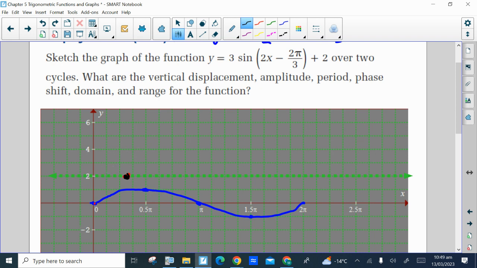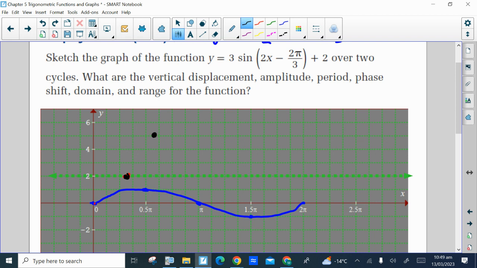Again, between 0 and pi, it was divided into 8 sections. 1/4 of that would be 2. So every 2 sections, we're going to have another critical point. So starting from 2 2/3, we're going to go 2 sections to the right, and that's where we'll be at our maximum, which is 3 units above the middle. The middle's at 2, 3 units above that will be at 5.